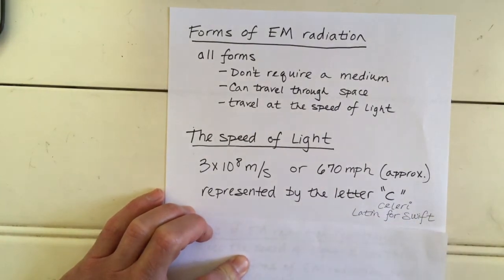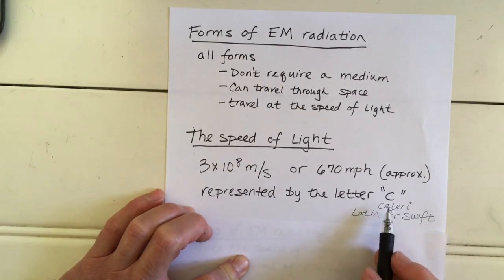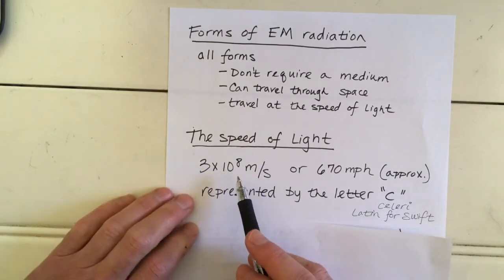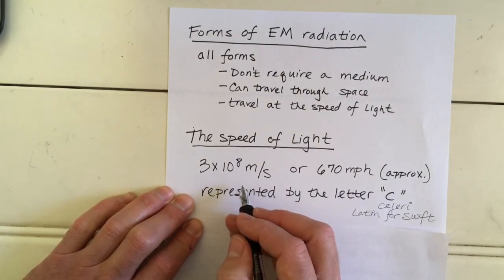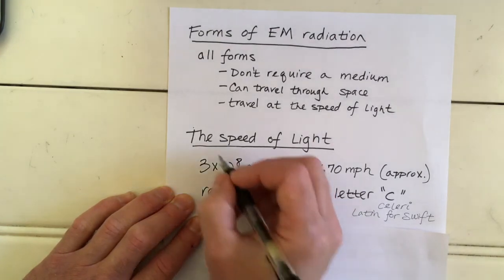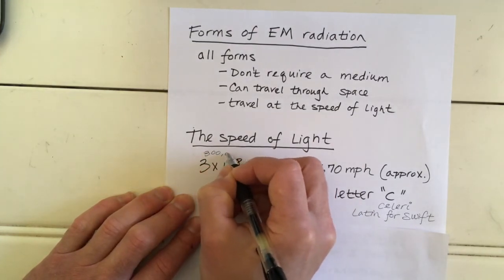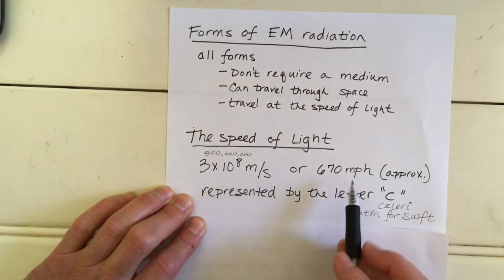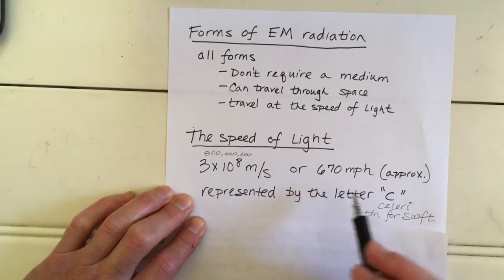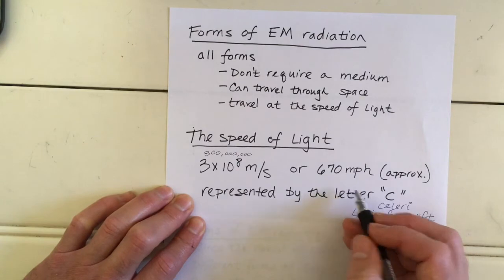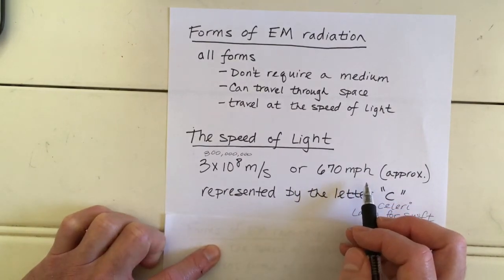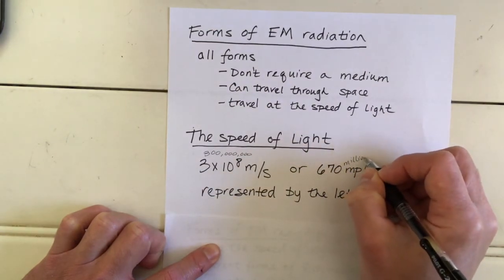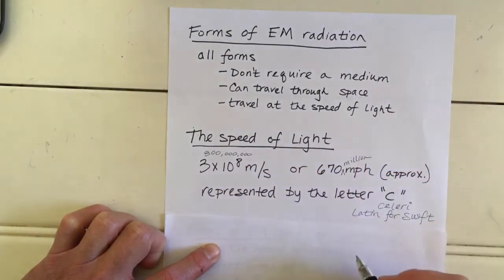All right. So anyways, because obviously light moves very fast, that's where they get the letter C from for the constant for the speed of light. It is 3 times 10 to the 8th meters per second, which is, what is that, 300 million? Yeah, 300 million meters per second, or approximately 671 million miles per hour. All right, so very fast, right?